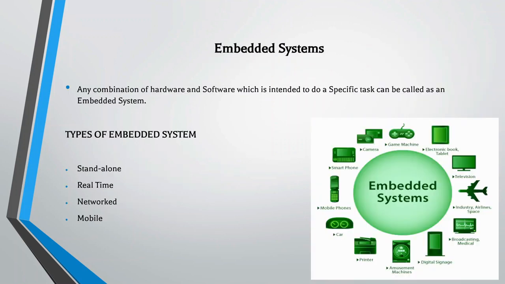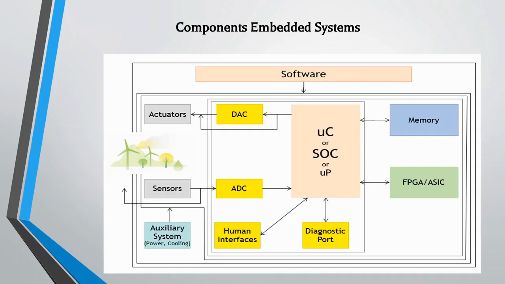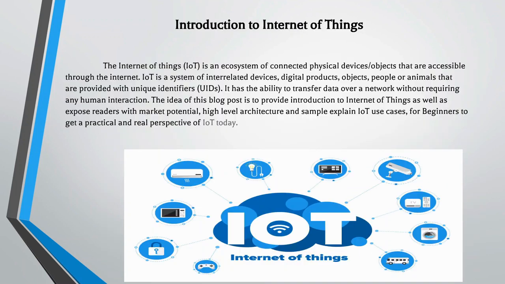Embedded system. Any combination of hardware and software which is designed to do specific tasks can be called an embedded system. Types of embedded systems: standalone, real-time, networked, and mobile. Components of embedded systems: actuators, sensors, auxiliary systems, ADC, human interfaces, diagnosis code, memory, ASICs, software.